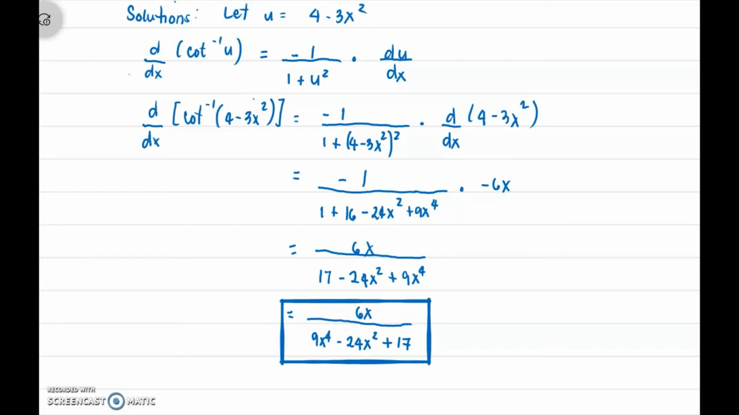And that's it. That's how to find the derivative of the inverse trigonometric functions. All you have to do is to take note of the formulas that we have on our table.